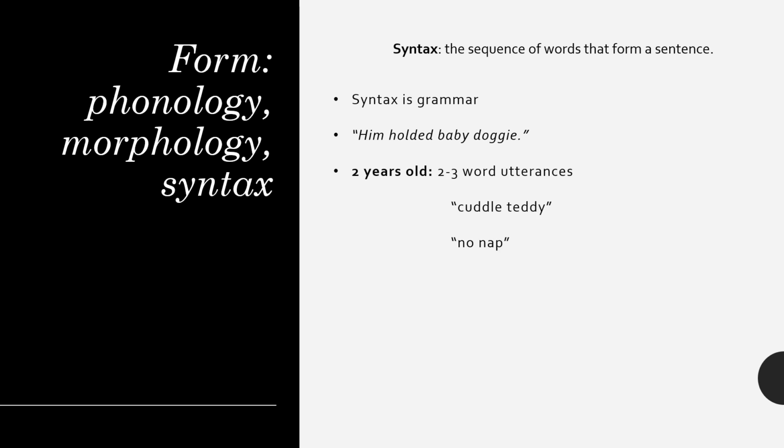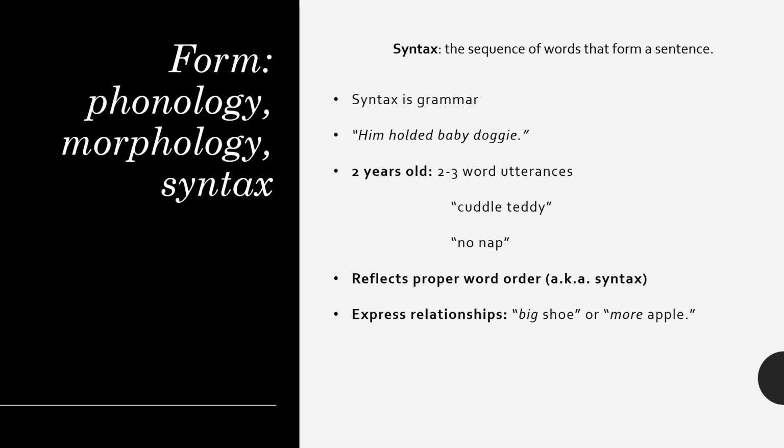Once kids have a large enough vocabulary at around 2 years old, they begin to combine words into 2- and 3-word utterances, such as cuddle Teddy or no nap. These utterances are the building blocks of grammar because they usually reflect proper word order. The ability to produce 2-word utterances means they can also express relationships between ideas. For example, children will combine words like big or more with nouns to say things like big shoe or more apple.